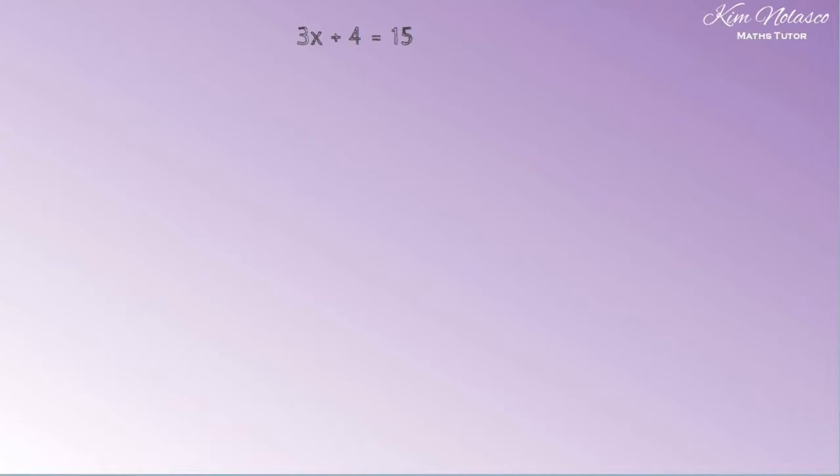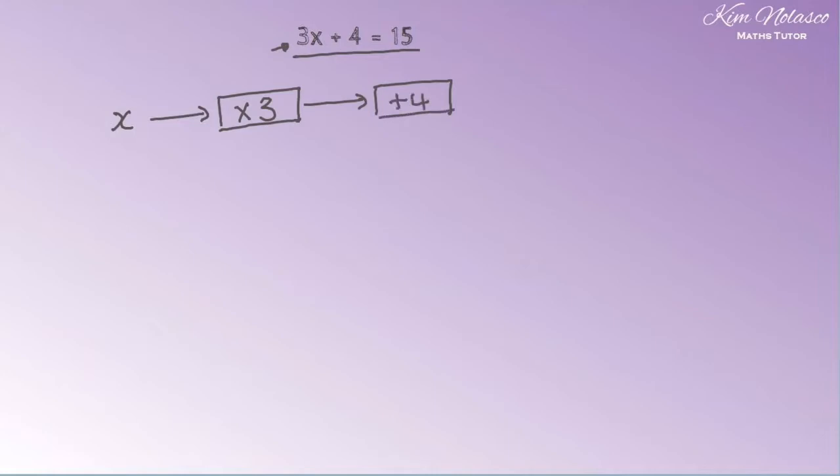So for the first one, we've got 3x plus 4 equals 15. So when we look at what this is actually saying, it's saying we're starting with x. So this is our function machine, and you might have seen something like this before. So we have x. What is the first thing that we're doing to it? We're timesing it by 3. So x times 3. The next thing we do is add 4 to it, and it gives us the answer of 15. Now to find out what x is, we need to undo that process.